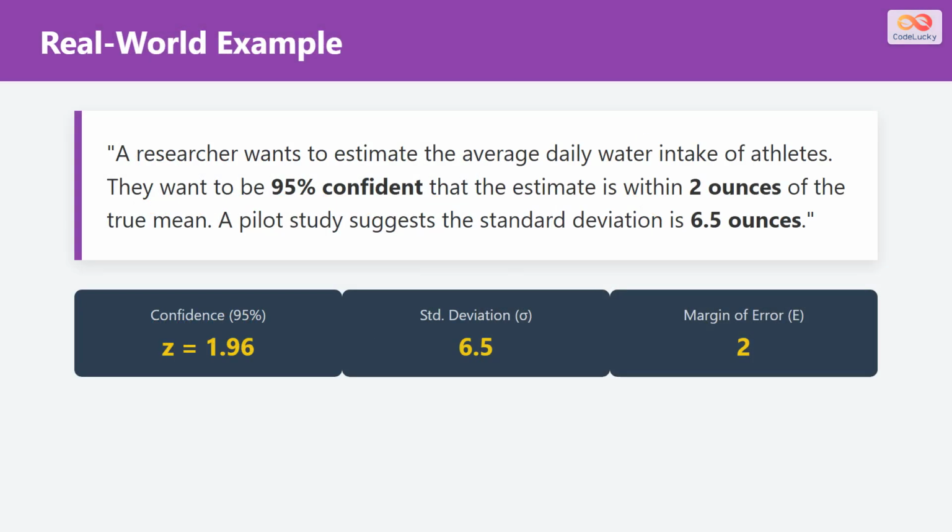Let's try a real example. A researcher wants to estimate average water intake. They want 95% confidence that they are within 2 ounces of the real mean. Based on previous data, the standard deviation is 6.5 ounces.